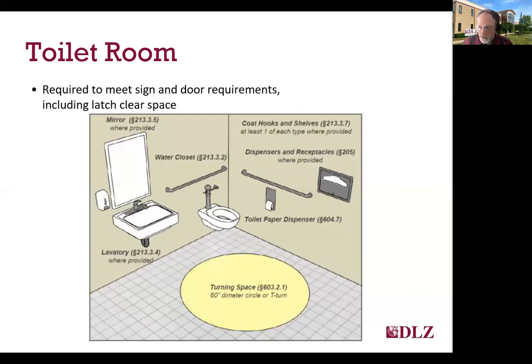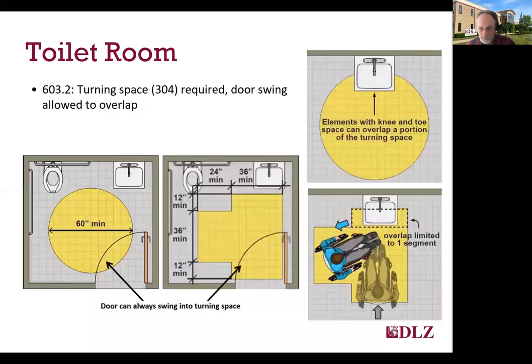And like all rooms, toilet rooms are required to provide a turning space within that 60-inch diameter or the T turning space. Most of the requirements for toilet rooms also apply to the larger multi-user restrooms and toilet stalls or compartments, and requirements for some of the items I'll discuss in the multi-user restrooms, but I'm going to try to talk specifically about things that are unique to toilet rooms for single users.